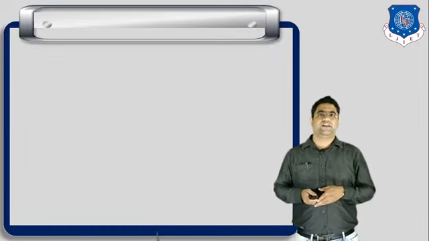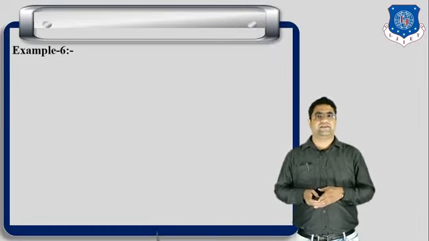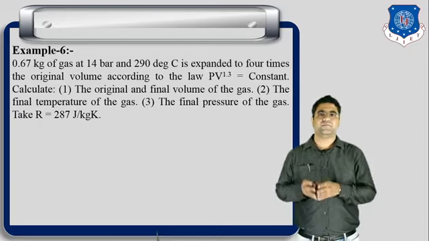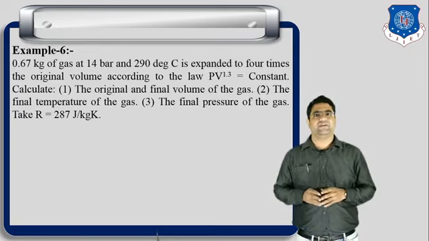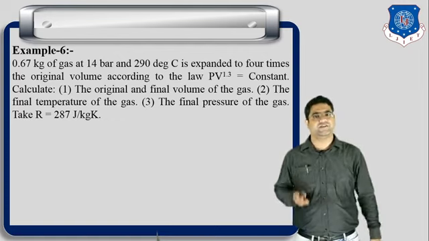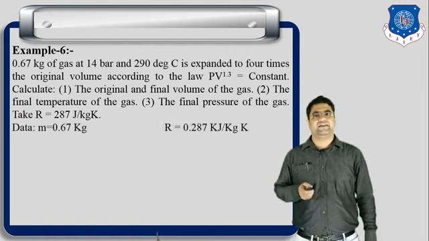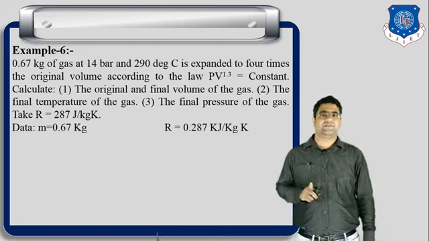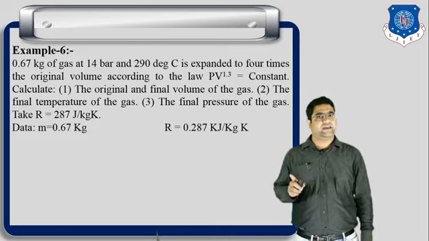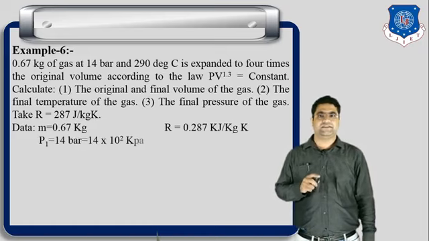Now we are going to calculate our next numerical, that is example number 6. Okay, so what they have given: 0.67 kilogram of gas at 14 bar pressure and 290 degrees Celsius is expanded to 4 times its original volume. Okay, so what data have they given? First of all, mass they have given, that is 0.67 kilogram. The value of R for the air is 0.287 kilojoule per kg Kelvin.